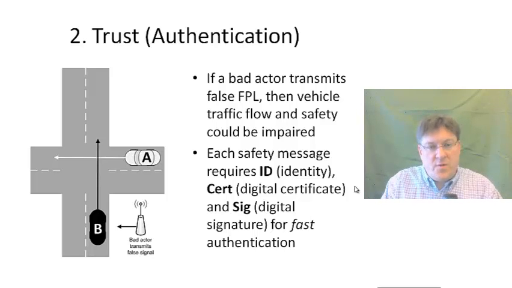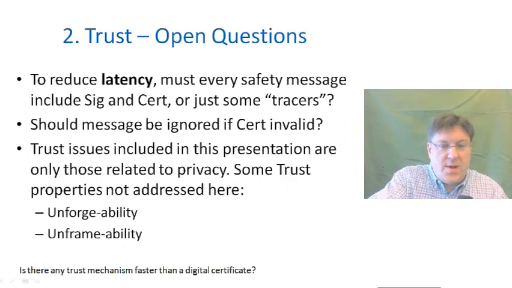In order for trust and authentication to work the way it's currently established in the IEEE standards and the SAE standards, it is like this. Every vehicle has an identity, a real identity, and there's a digital certificate added to each message, along with the signature for the message. That allows the receivers of the message to authenticate quickly. That's the way it's being done.